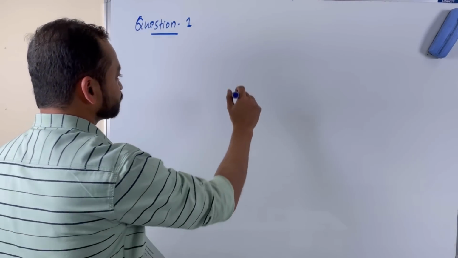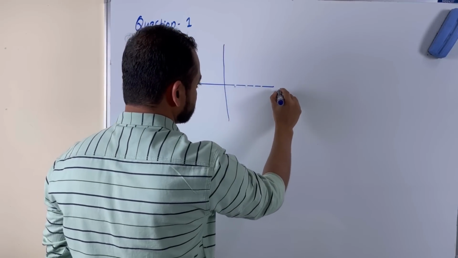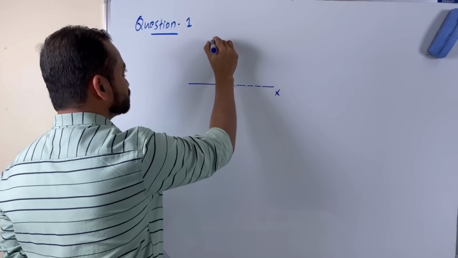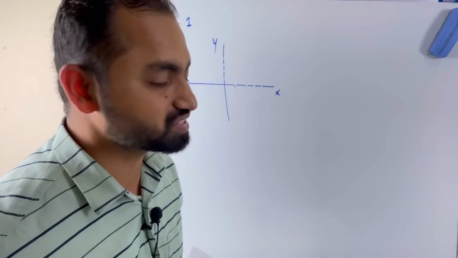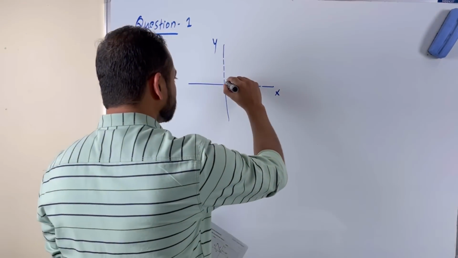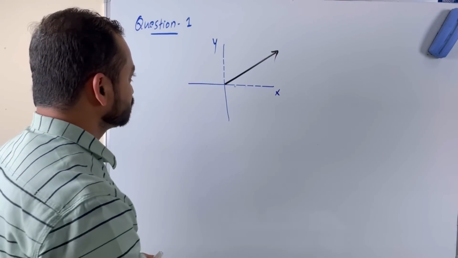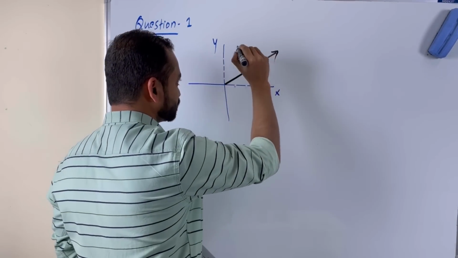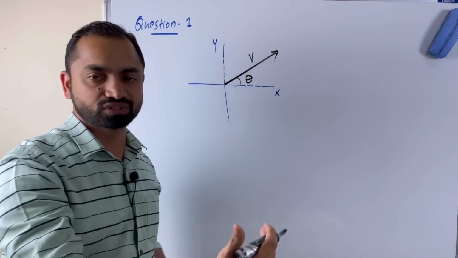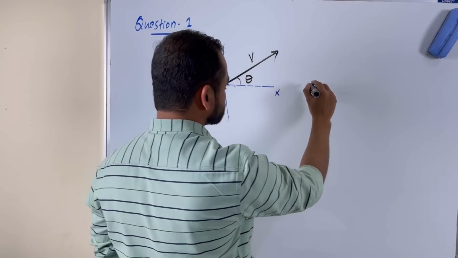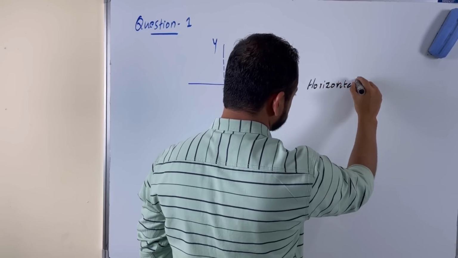For example, here we have this coordinate system. This is the x-axis and this is the y-axis. So here we have a vector that is not along the x-axis and not along the y-axis, but it is in between x and y. For example, this vector that we will represent by the letter V makes an angle theta from the x-axis, or theta from the horizontal. The x-axis is called horizontal. The x-axis is the horizontal axis.